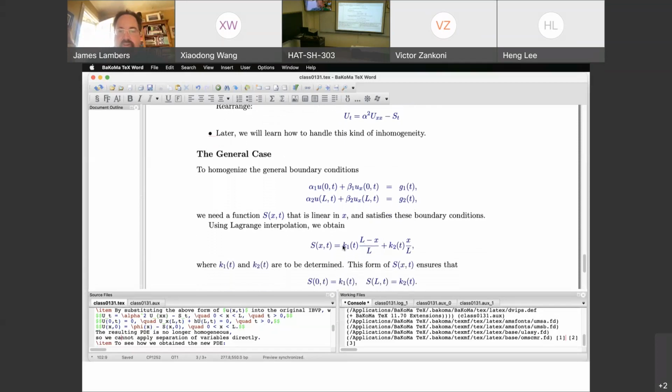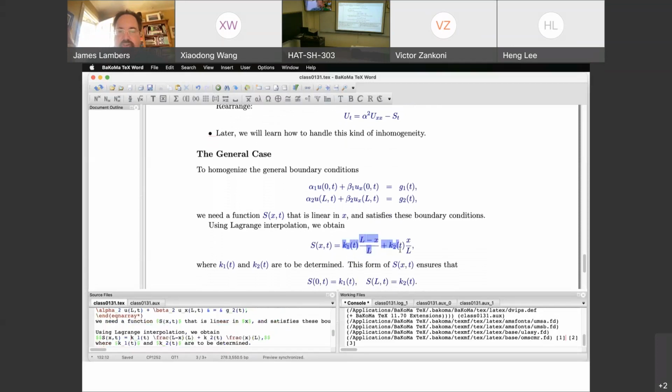So using the Lagrange interpolation I showed you earlier, or again, finding the equation of a line passing through 2 points, you can always do this. This function, when x is equal to 0, you'll get k1. And when x is equal to L, this fraction goes away, and you get k2.